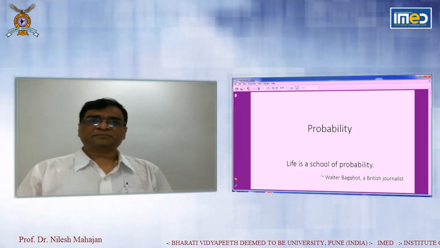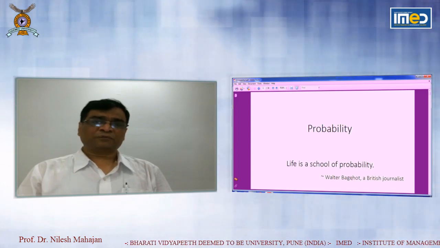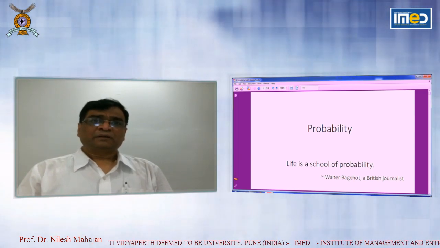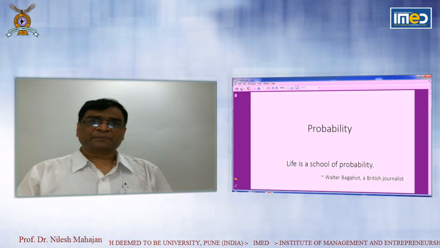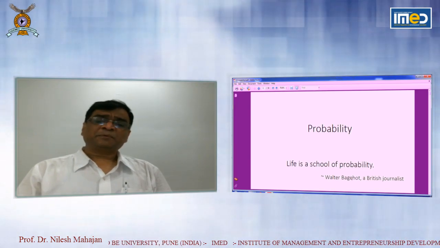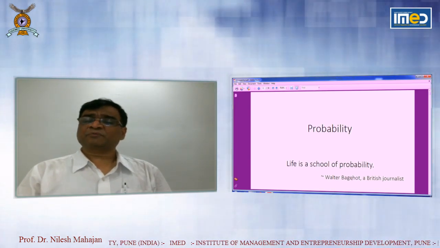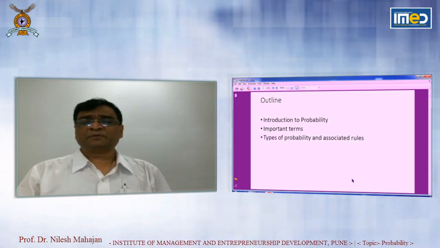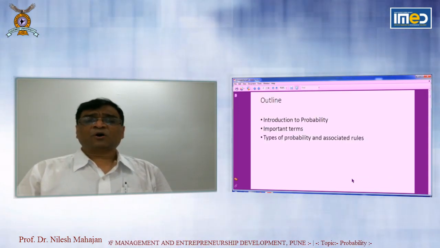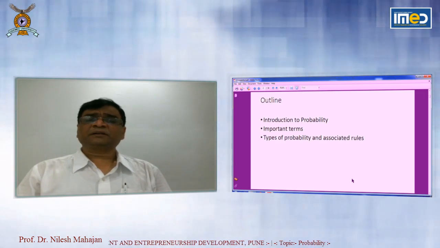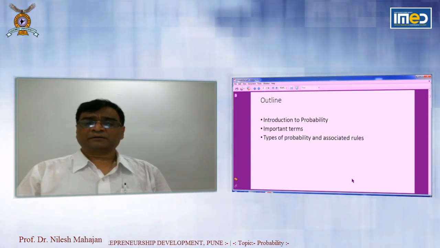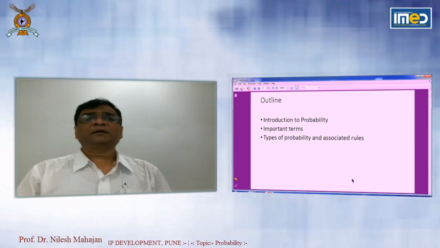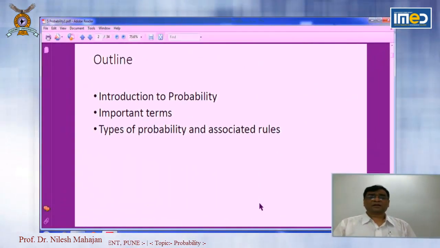The chapter name is probability, and all of you know that today all industries and the whole world depend on probability. The probability definition is: life is a school of probability. This British journalist wrote that life is a school of probability. In this chapter, the outline is introduction to probability, important terms, types of probability, and associated rules.